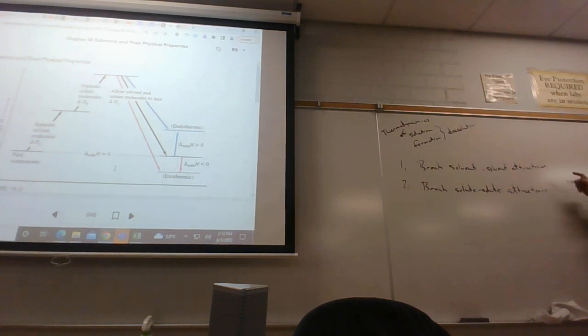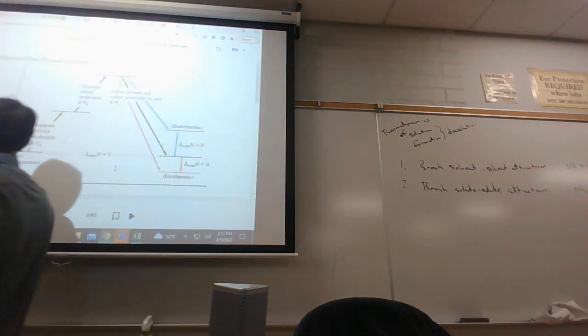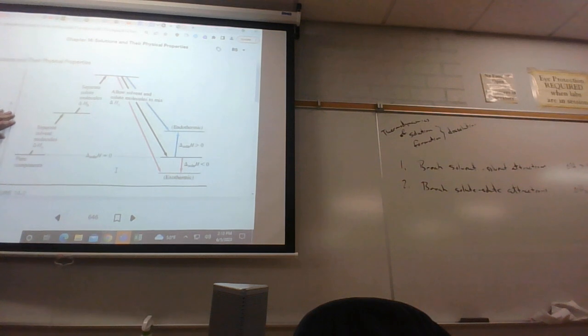And so whenever we break something, that's endothermic. So in step 1, it's going to be endothermic here. In step 2, it's going to be endothermic here. And so breaking bonds requires energy. And so we're going up. This is an enthalpy diagram. Enthalpy is just energy, constant pressure here.